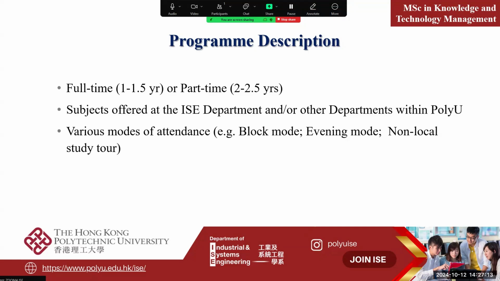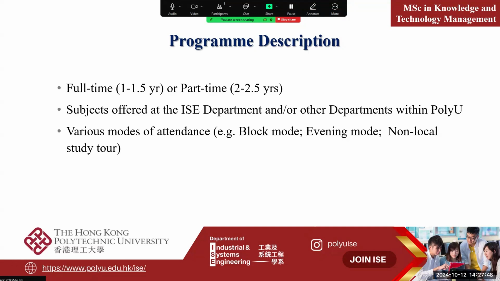If they are studying full-time, that means the student needs to really stay in Hong Kong, or put full-time effort into it. For part-time students, we allow them to study for 2 to 2.5 years. Because they are working professionals, normally they will take 3 subjects at most per semester, so they need 2 years to finish. Some students have more workload during the daytime and need a longer time, maybe 2.5 years. It depends on your interest.